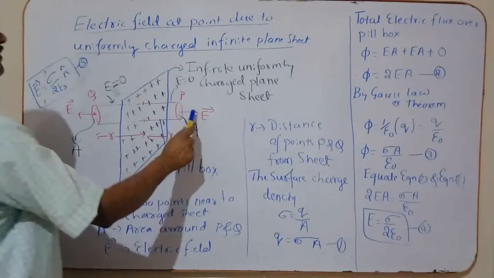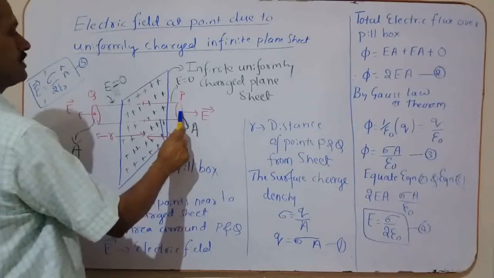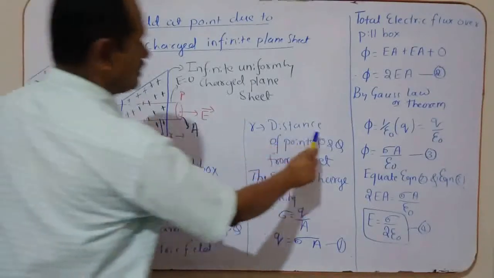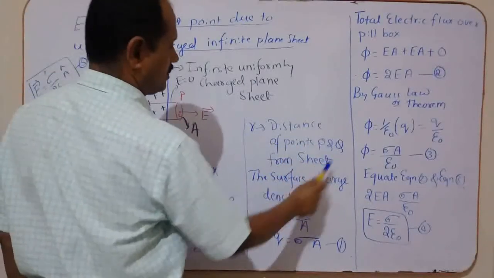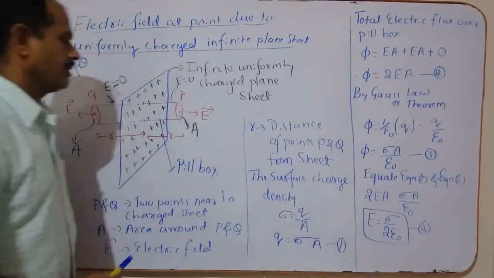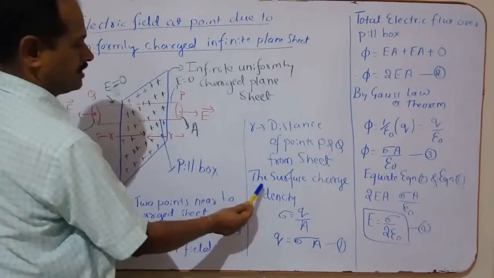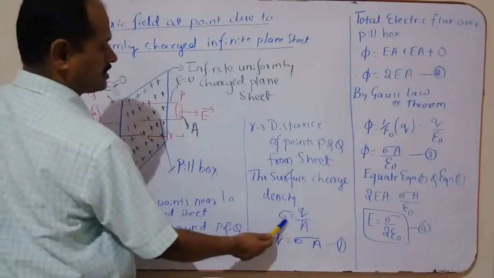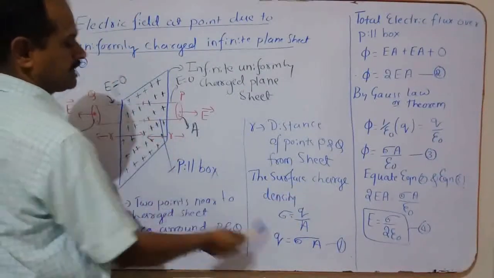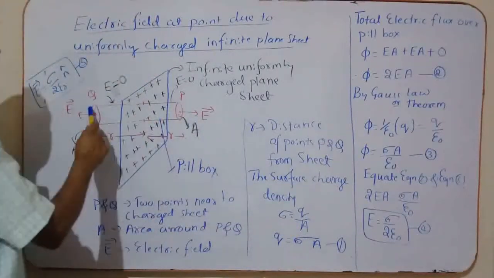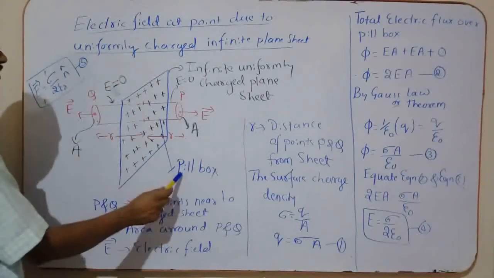E is the electric field. We obtain the expression for this electric field. R is the distance of the points P and Q from the sheet. Now, according to the definition of surface charge density, the surface charge density sigma is equal to total charge divided by area. Now, this is the pill box you have to draw here.